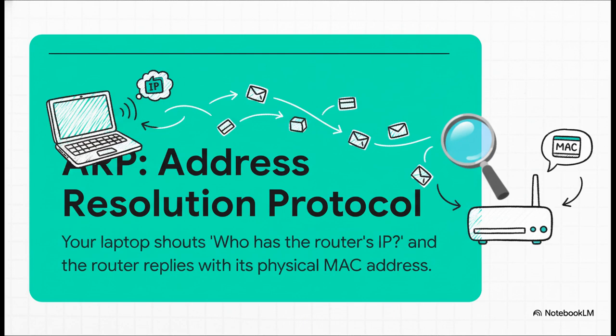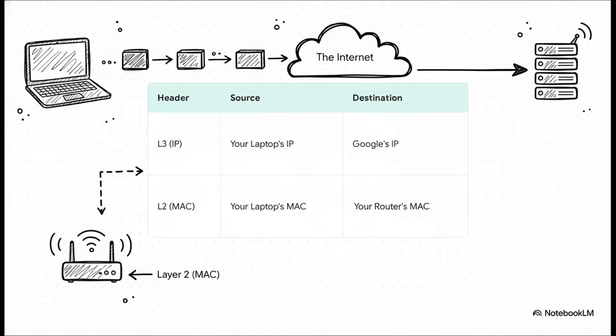Your router hears the call and says, "Yo, that's me. Here's my MAC address." It's so simple and so brilliant. And this shows us something really important about how our packet is addressed. You can think of it in layers. The Layer 3 IP address is the final, ultimate destination. That's Google's server. That's not going to change for the whole trip.